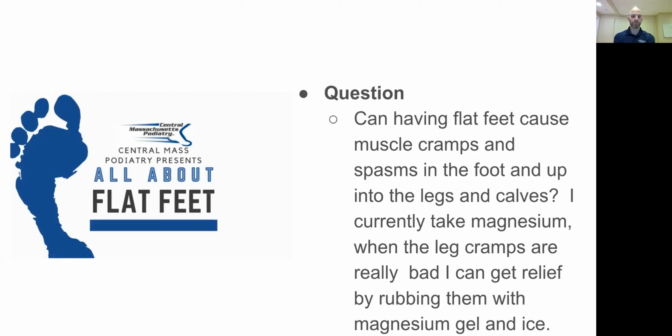Perfect. This was an interesting question. This patient said they had flat feet and they had some muscle cramps and spasms in the foot and up the legs and calves. They tried magnesium, massaging, some magnesium gel and ice. Can there be calf pain from really flat feet? Any thoughts here, guys? I don't know who wants to take this one.